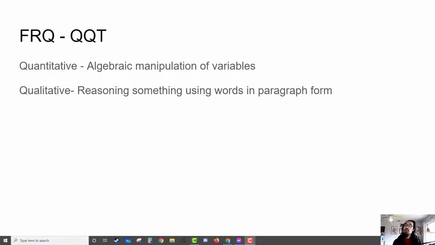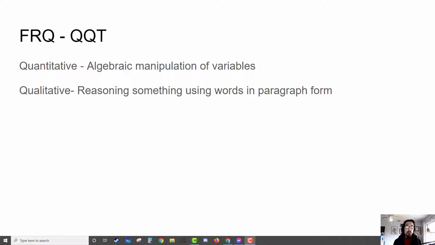In this video, we're going to go over more free response type of questions, but this time we're going to go over the type of question called the QQT. Now the QQT, the Q and the T, they stand for something. So the first Q stands for quantitative, which is what we call algebraic manipulation of variables. So think about things that you would do with numbers, either with equations or trying to determine the slope of a line or just straight up calculations, but with numbers.